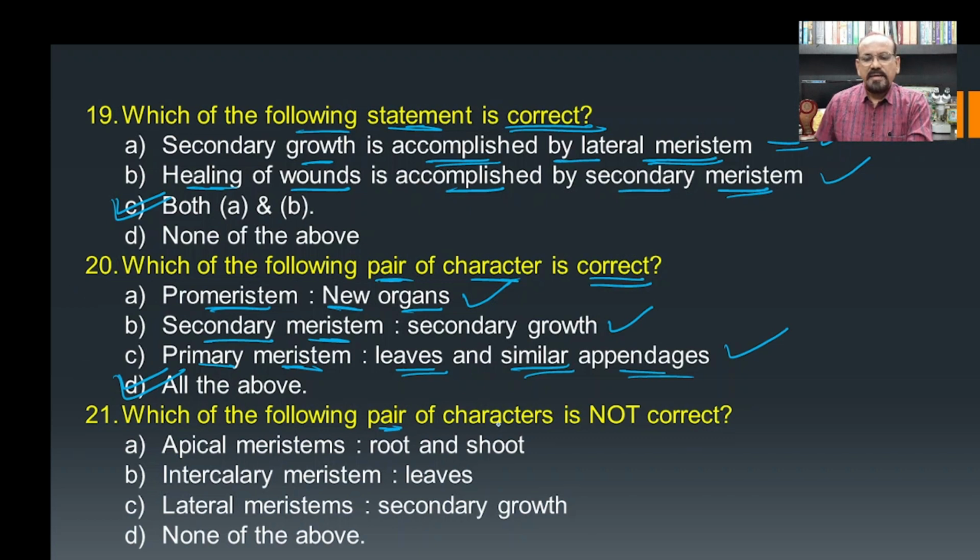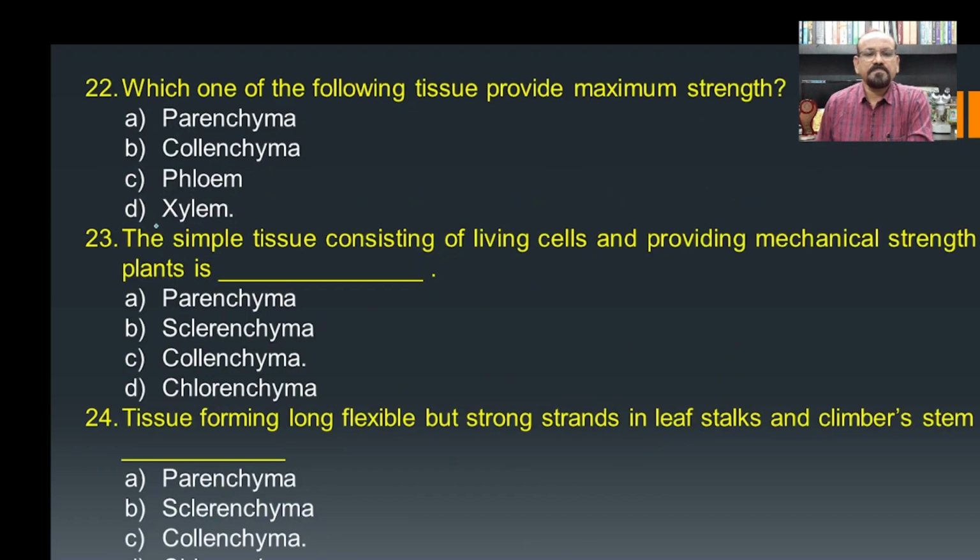Then, which of the following pairs of characters is not correct? See, not correct. Number 1, the apical meristem is involved in the formation of the root and the shoot. This is correct. Then, intercalary meristems are involved in the formation of the leaves. This is also correct. And the lateral meristems are involved in the secondary growth, and this is also correct. And hence, not correct means none of the above, and hence D will be the correct answer for this question.